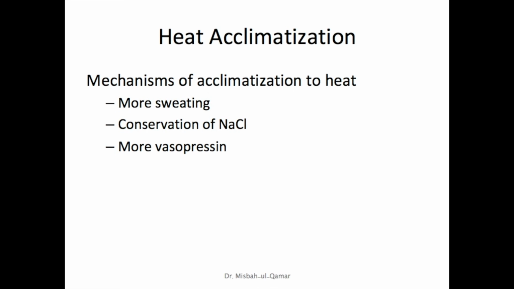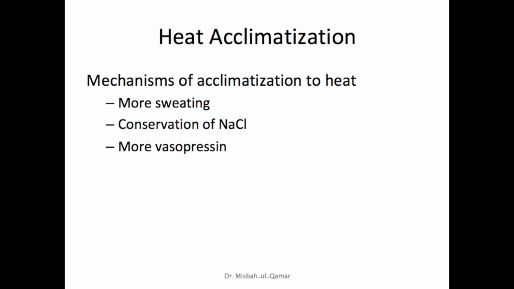So first, we will have a look at heat acclimatization and the mechanisms a human body adopts for acclimatizing, getting used to the hot conditions. There are several mechanisms by which the ability to tolerate heat is improved in persons who have been living in a hot climate for a long time. The main mechanisms of acclimatization to heat are more sweating, more vasopressin, and the conservation of salts.